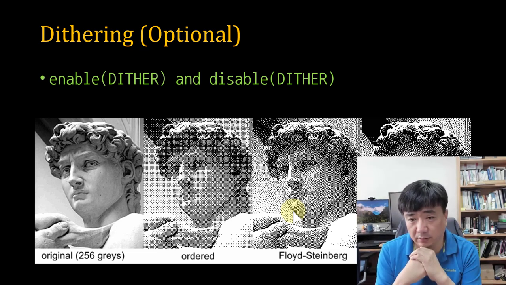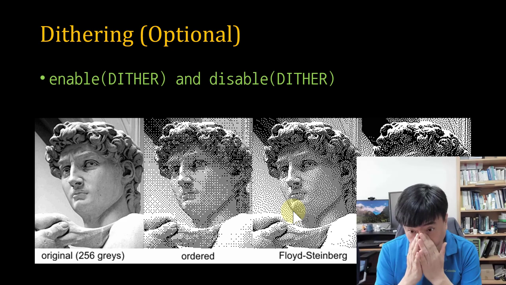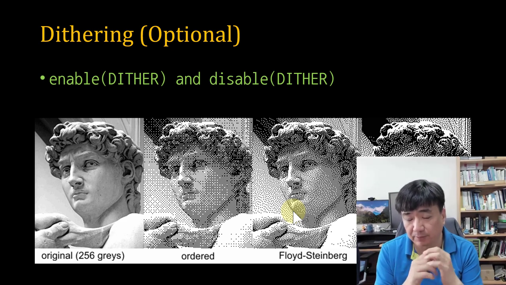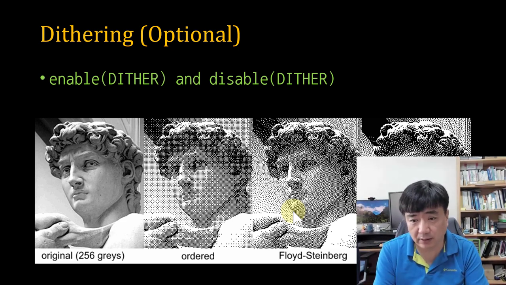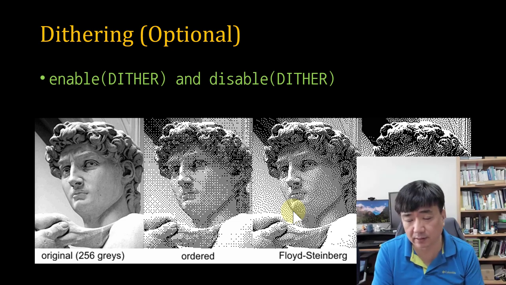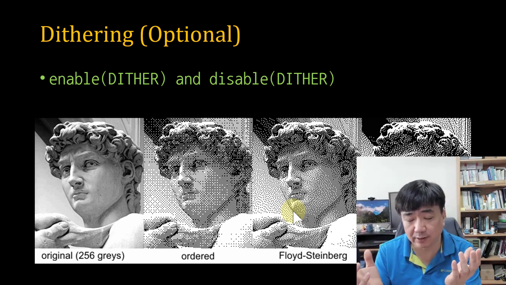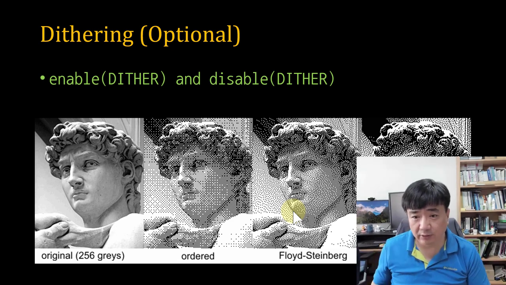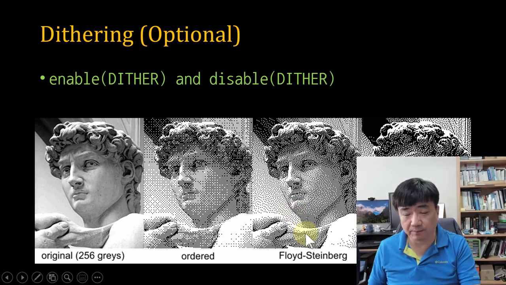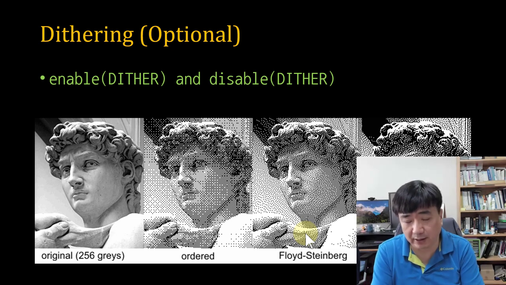Dithering is useful in very special cases. For example, if the canvas has the limitation of bit depth, then we can turn on the dithering, and the rendering quality and visible quality is slightly better than with dithering disabled. Dithering is very widely used in printing.